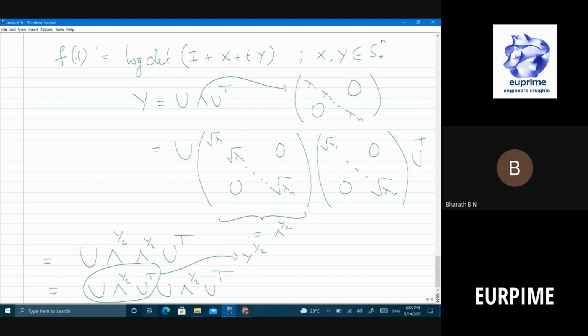So now what can you say about this y power half matrix? What is y power half? It's u lambda power half u transpose. Do you think it's symmetric?